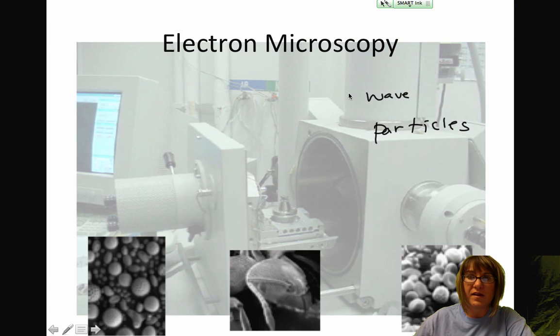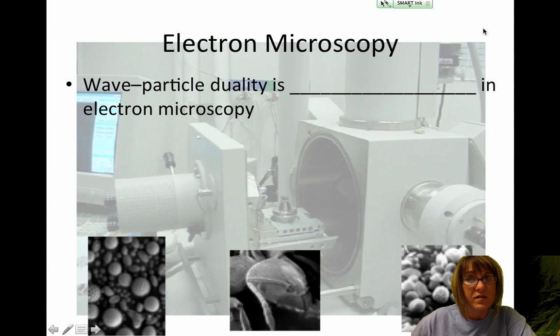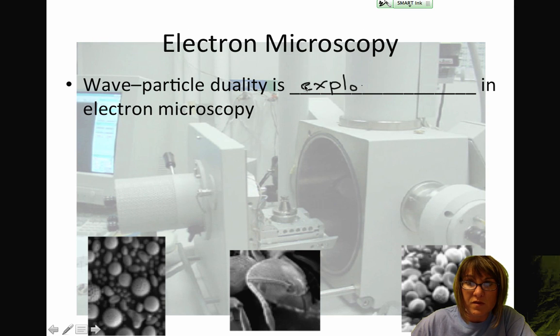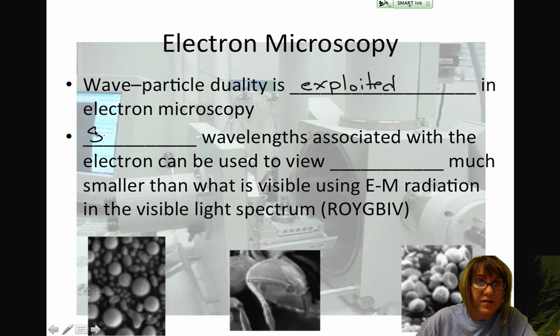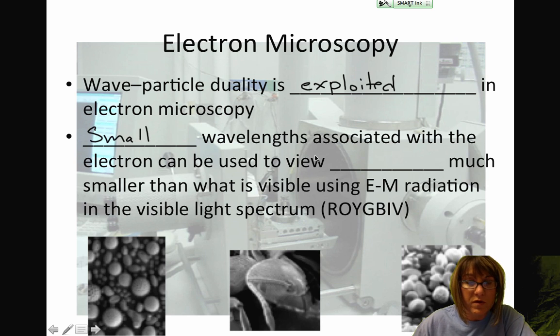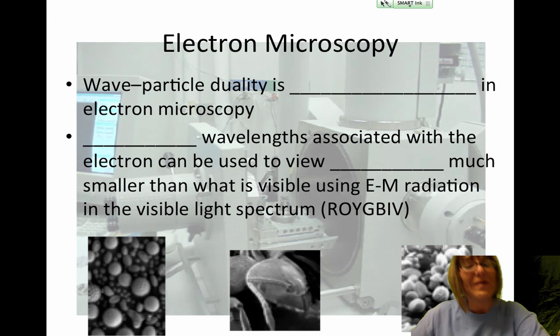So light actually exists as both waves and particles. We take advantage of this in electron microscopy. Wave-particle duality is exploited so that we can see very, very small objects. Objects that are smaller than the wavelength of visible light can be viewed when we use electrons. Things like, here I have pollen, and I have the head of an ant, and then here are some red blood cells.